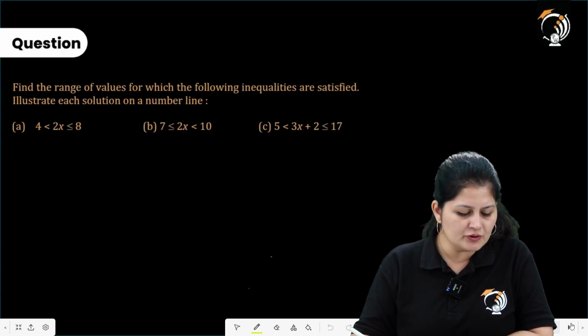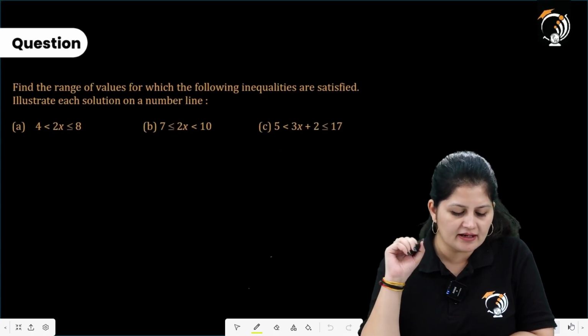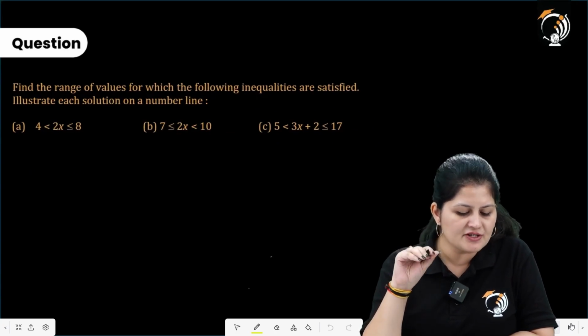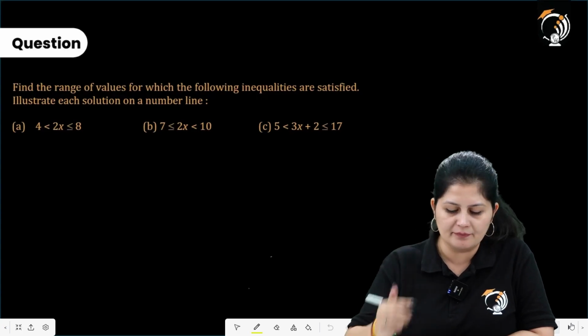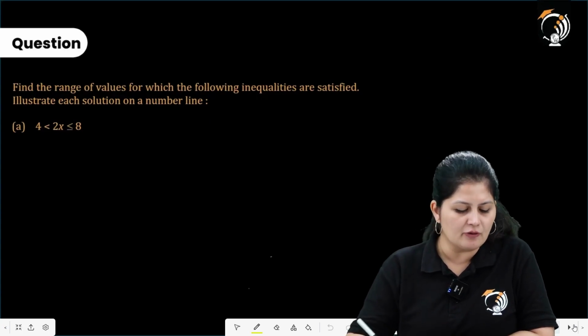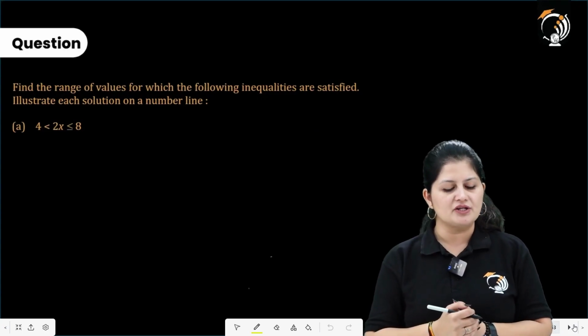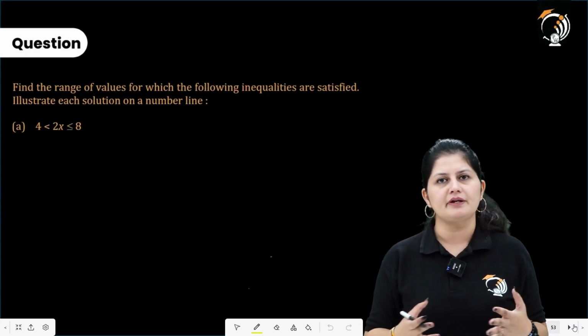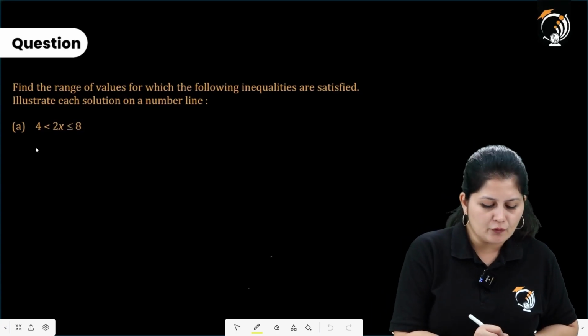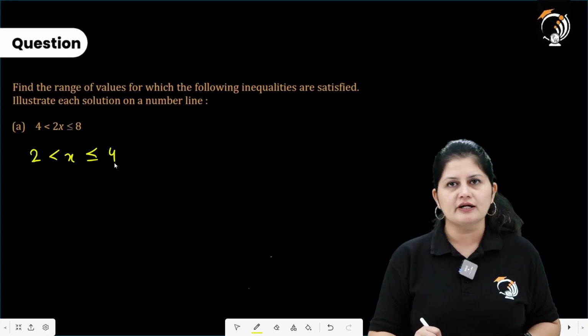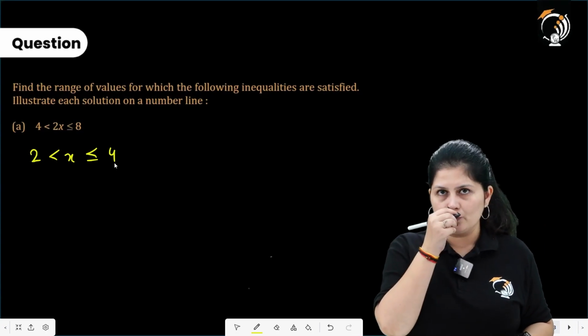Now, moving to the next cases here: find the range of values for which the following inequalities are satisfied. Illustrate each solution on the number line. So we need to find out the solution of it. Firstly, if I divide this complete inequality by 2, I am going to get 2 is less than x is less than or equal to 4. So clearly the value of x is varying between 2 and 4.